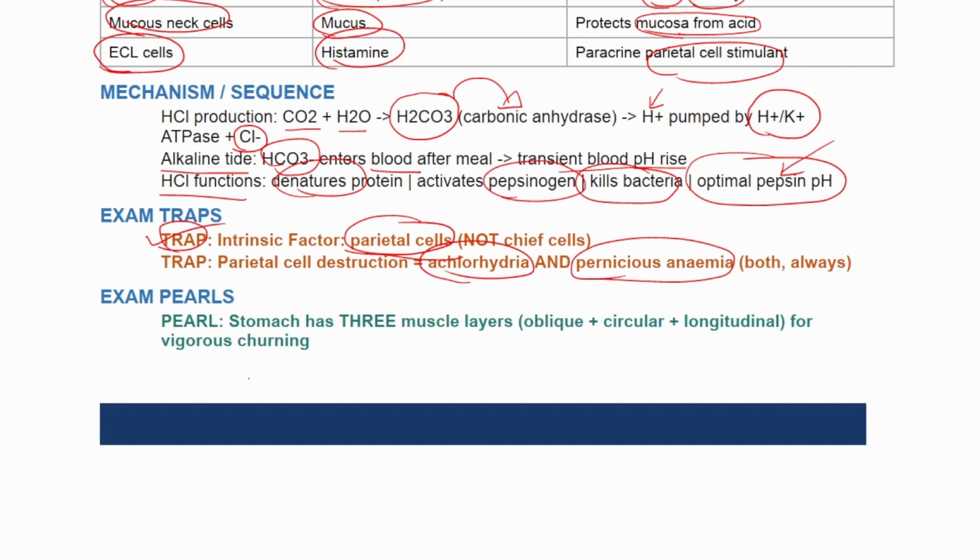Now that we understand these clinical conditions, let's pivot to some high-yield exam pearls you are guaranteed to see tested. While the standard segment of the alimentary canal utilizes only 2 layers of smooth muscle, the stomach is uniquely adapted with 3 complete muscle layers, the oblique, circular, and longitudinal layers, providing the specialized mechanical power required for vigorous churning and chyme formation. And also, hydrochloric acid does not digest proteins independently.